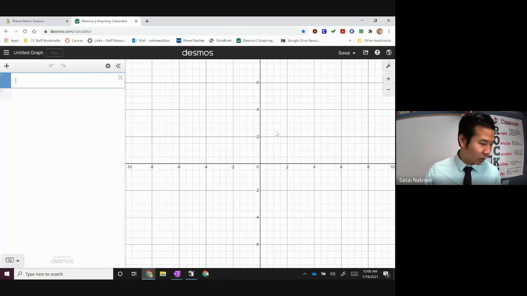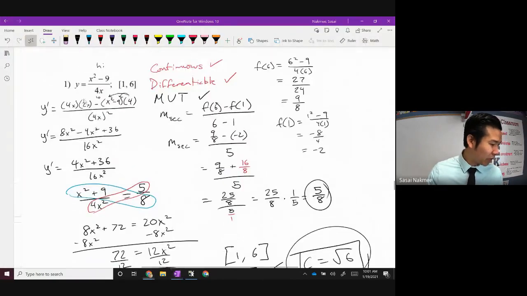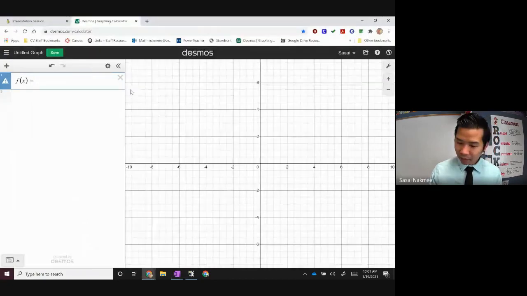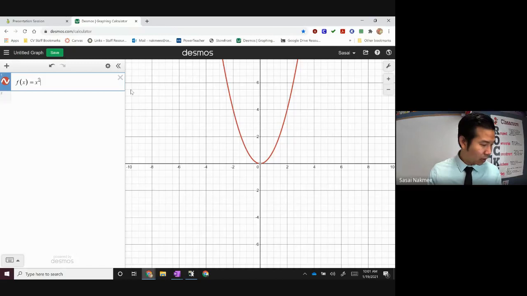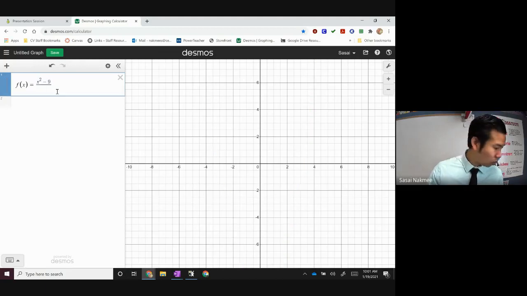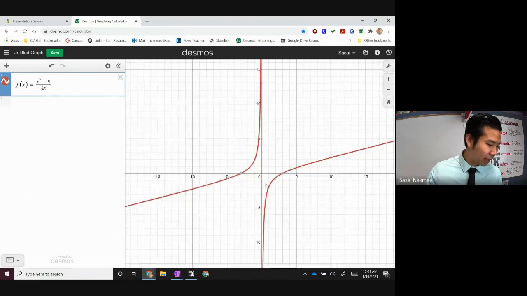The function that we're working with is f of x. Let's call it that. It is equal to, let me see here, what was it? x squared minus 9 over 4x. So we have here x squared minus 9, and this, of course, is all over 4x. And that's what this graph looks like. It looks something like that.